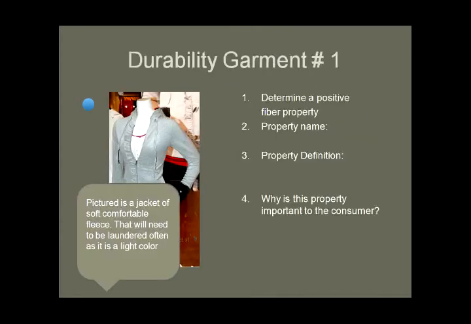The first garment pictured is a jacket of a soft, comfortable fleece that will need to be laundered often as it is a light color. So remember, this category is durability. Determine a fiber property that contributes to the jacket's durability. What's the property name? What's the property definition? And why is it important to the consumer?